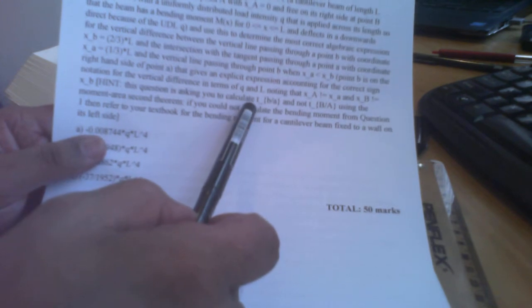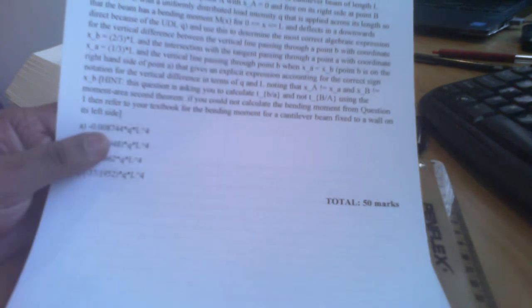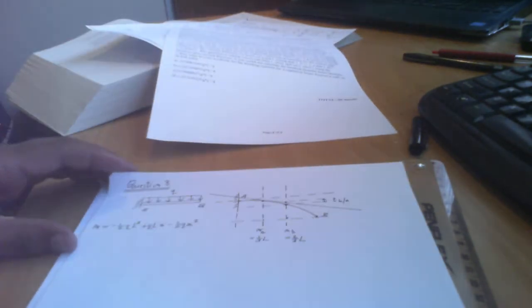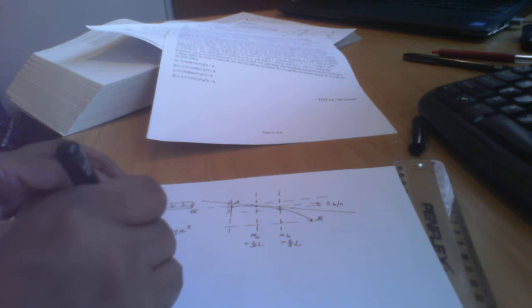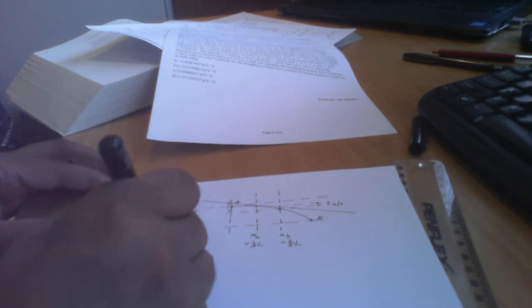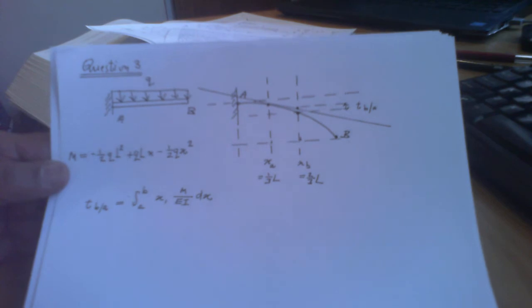And then the hint of the question specifically says, please work out TBA. So the hint actually tells you what you need to work out, and tells you can use the previous bending moment and gives you the values over there. So using the formula in the textbook, we will say TBA is equal to the integral from A to B of x1 M over EI dx. That is what we have to work out for question 3.